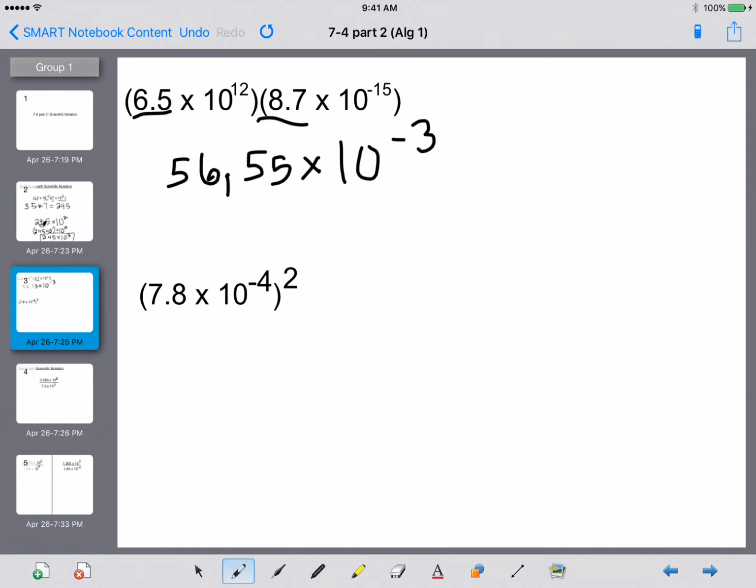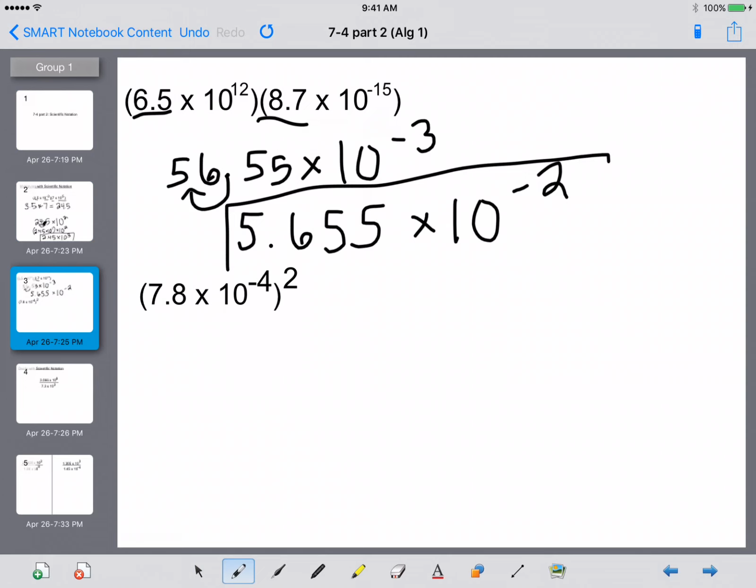I'm moving my decimal over to make a bigger number smaller, so I'll be at 5.655. When you move a decimal to make a number smaller, you add to your exponent. So we're at times 10. Negative 3 plus 1 will be negative 2. Voila.